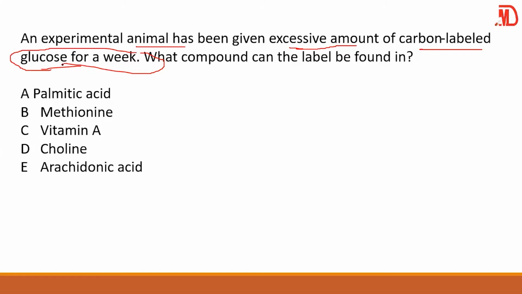Now, don't forget, we also said that glucose is stored in the liver as glycogen. But here, we're not referring to the liver, we are referring to the storage of these carbohydrates, and they are converted to palmitic acid. So somebody who has been given a whole lot of glucose will eventually accumulate a lot of palmitic acid in the body. So here we are thinking of A as the answer.